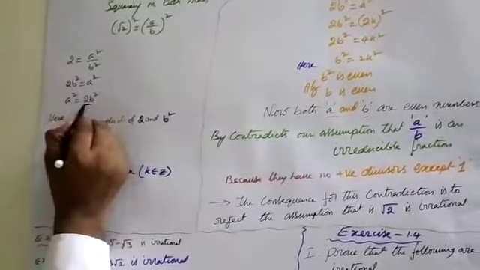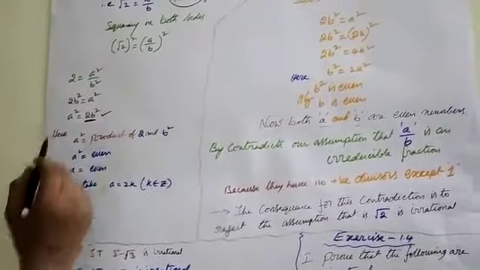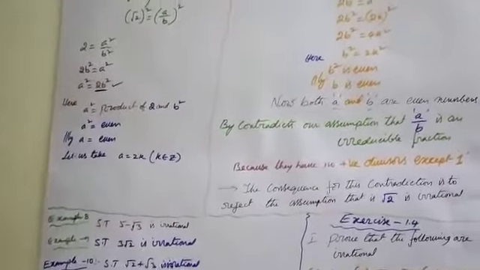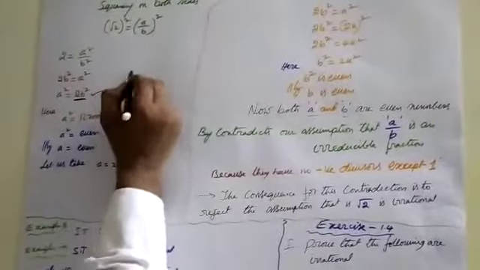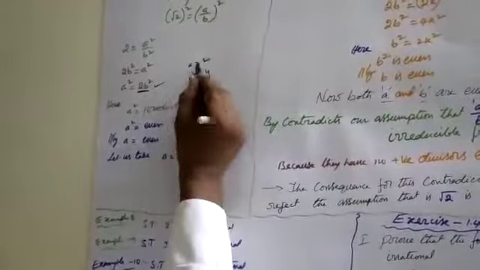What is this? It is the product of 2 and b². Therefore, a² is even, and also a is even. Yes or no? For example, a = 2, a² = 4, so a² is an even number and a is an even number.